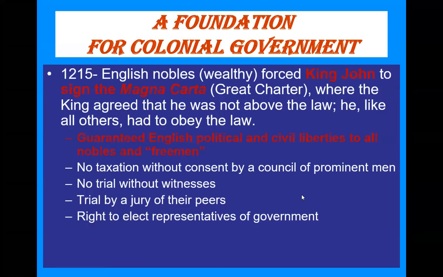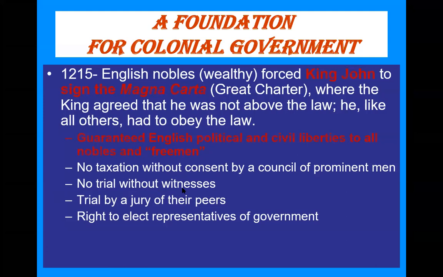Other things were a right to a trial by jury of their peers. This goes into our Fifth Amendment right, and also the right to elect representatives of government. So right within this Magna Carta, we see things like rule of law, we see representative government, we see individual rights. A lot of these principles of democracy were shown in this first charter all the way back in 13th century England.